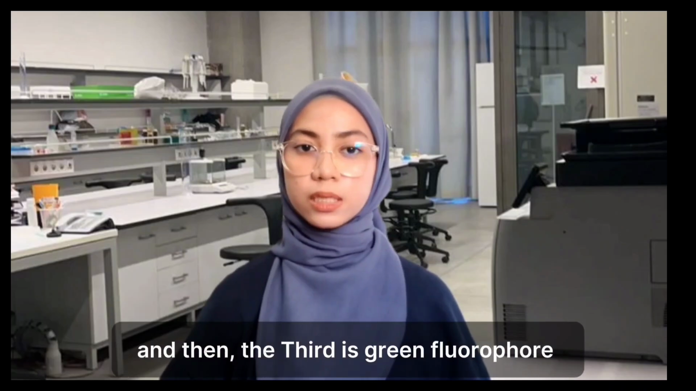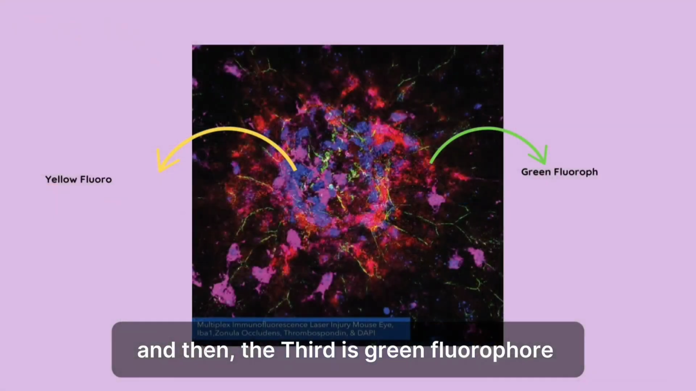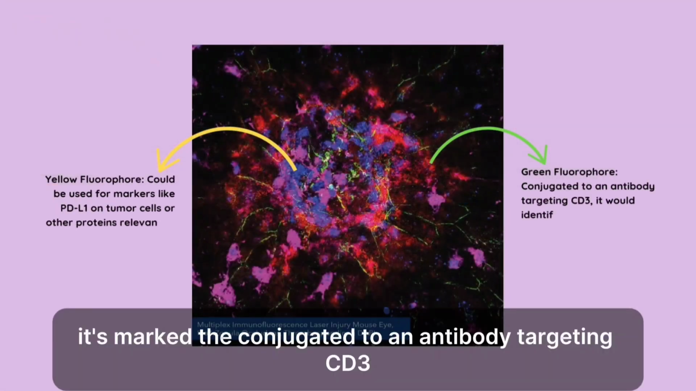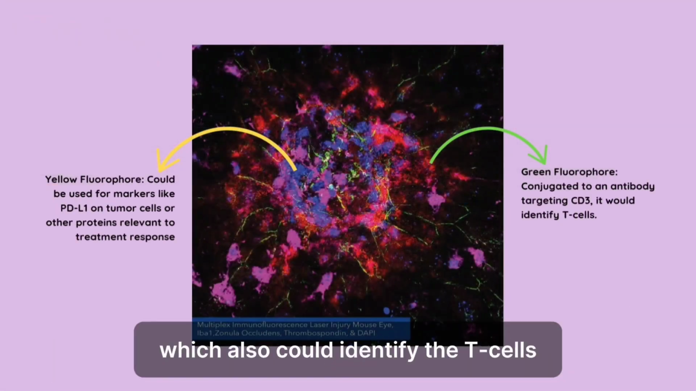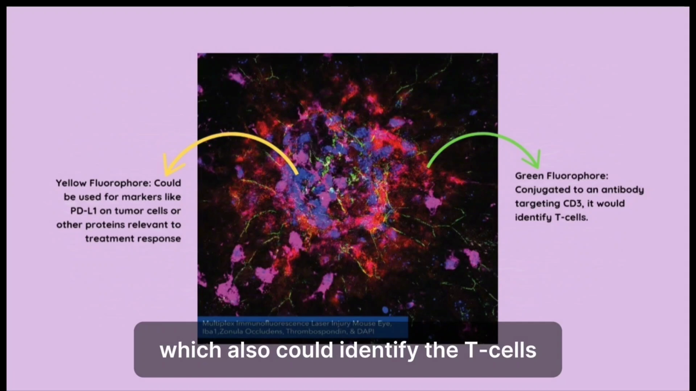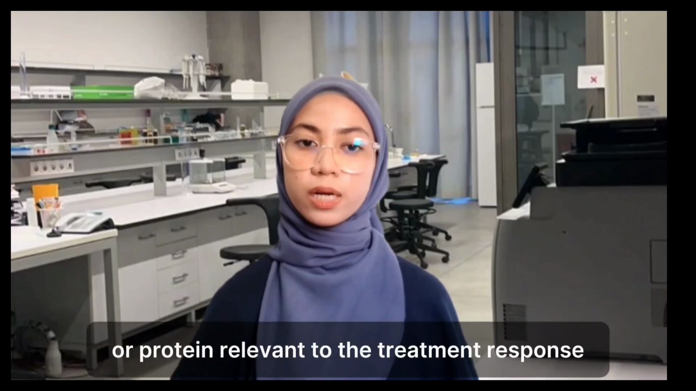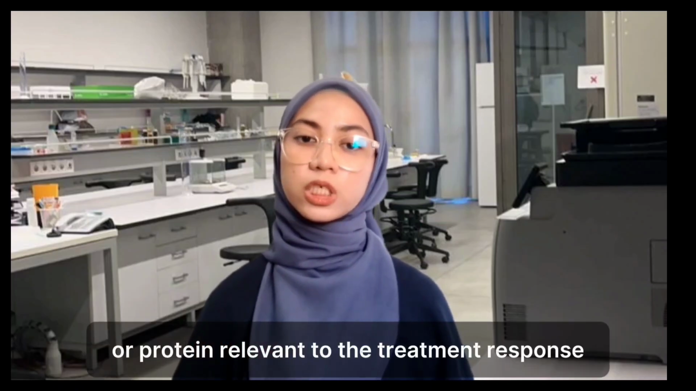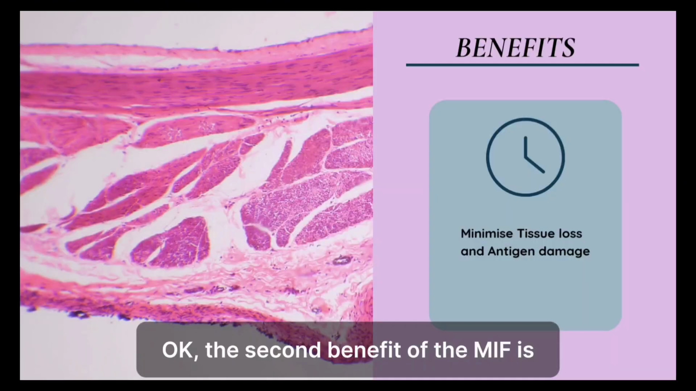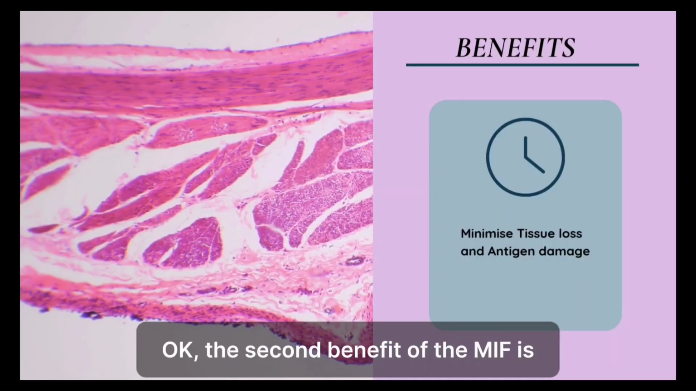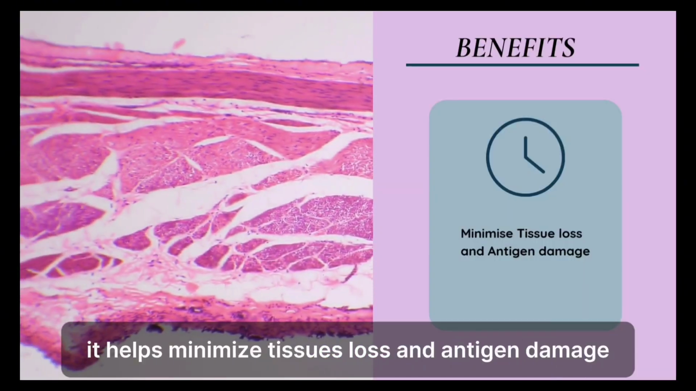And then the third one is the green fluorophore. It's conjugated to an antibody targeting CD3, which could identify the T cells. And then the yellow fluorophore could be used for markers like PD-L1 on tumor cells or other proteins relevant to the treatment response. Okay, the second benefit of the MIF is it helps minimize tissue loss and antigen damage.